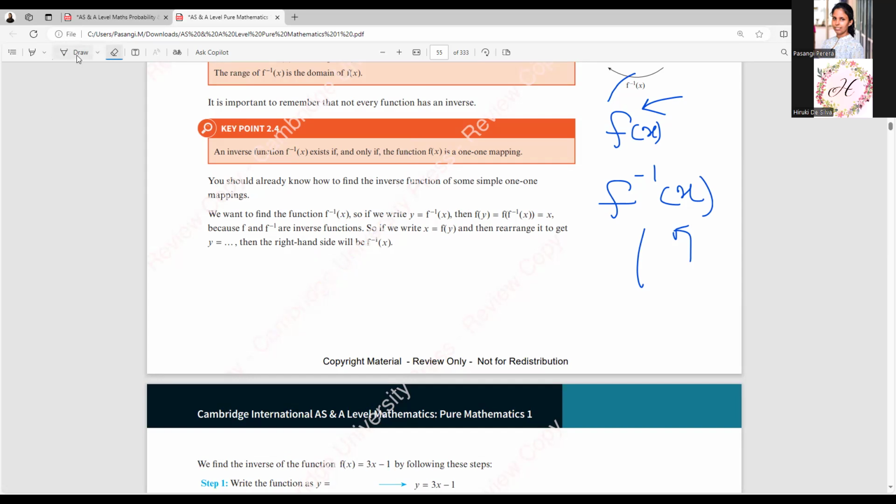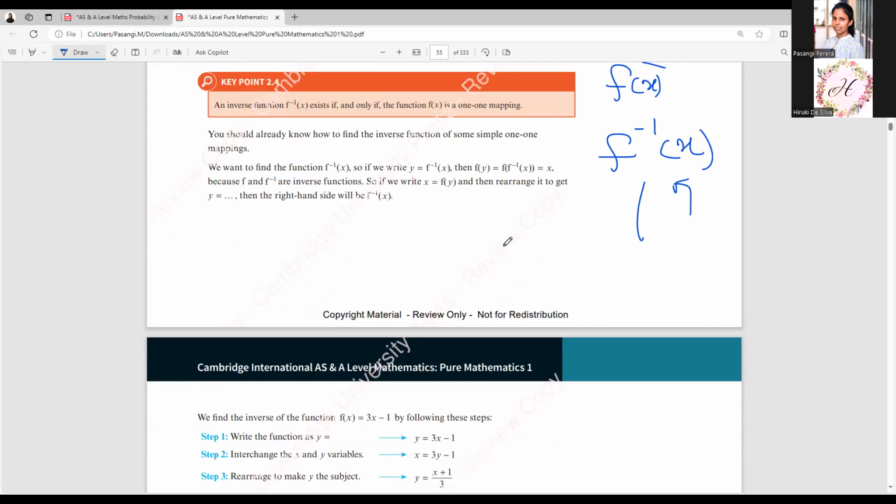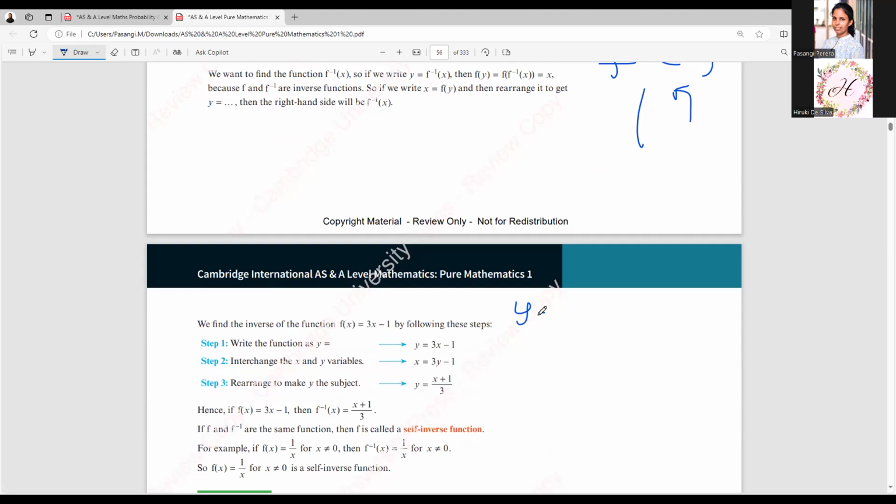Now what will happen here? You should already know how to find the inverse function of some simple one-to-one mappings. We want to find the function f inverse x. So if we write y equals f inverse x, then function of y. So how do we calculate it? Let's assume we have to calculate y equals the function 3x minus 1. So that means y equals 3x minus 1.